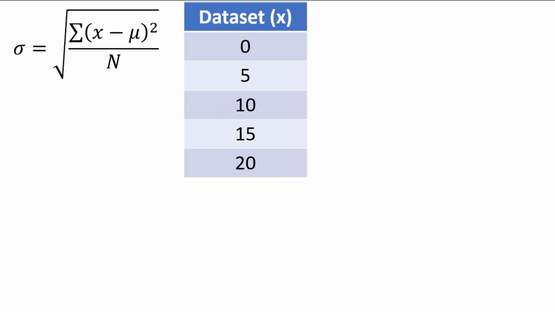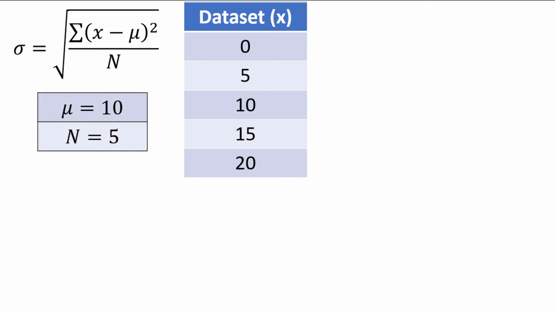Here is the third data set that we had from earlier, which we will assume is population data. Notice that I am labeling the numbers as x. In statistics, lowercase x typically represents data, meaning there are several different values for x, which are these 5 numbers. We said earlier that the mean of this data set is 10, so mu, the population mean, is equal to 10. There are 5 values in this population, so capital letter N is 5.